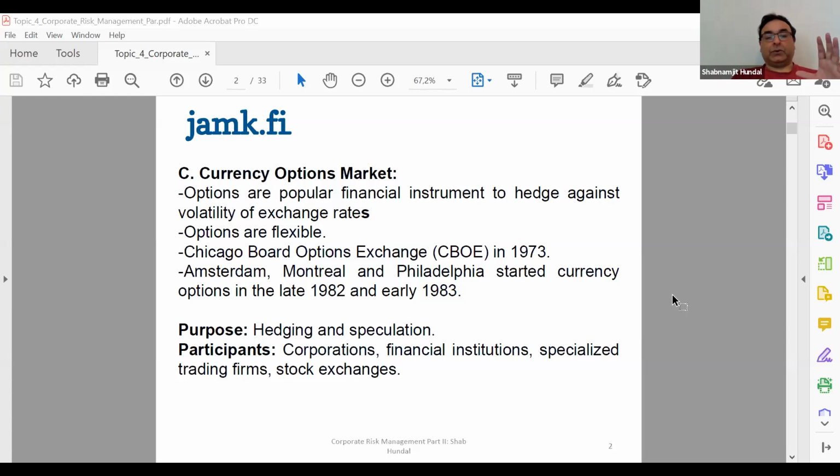And so it works both ways. The purpose of the forward was purely hedging. The purpose of futures was a little bit of hedging, but basically more speculation in currency futures. But for options, it's both. You can play 50-50 into hedging and speculation. So you're more like a midfielder who can help the forward and can also defend, helping the goalkeeper and the fullbacks. That's a bit of history.